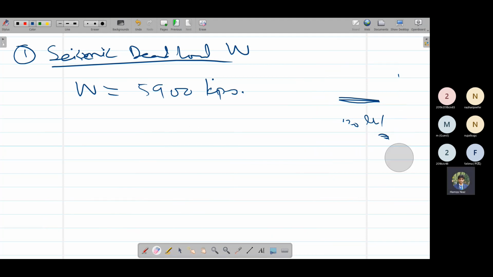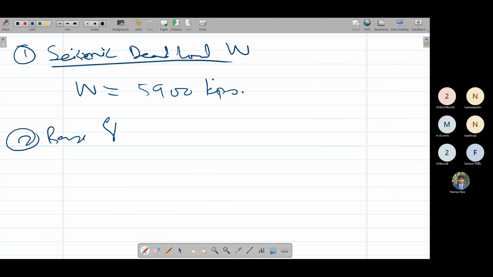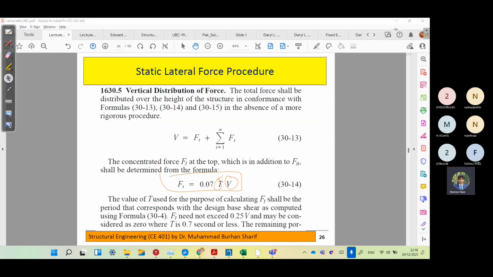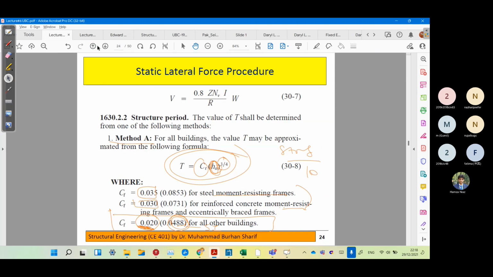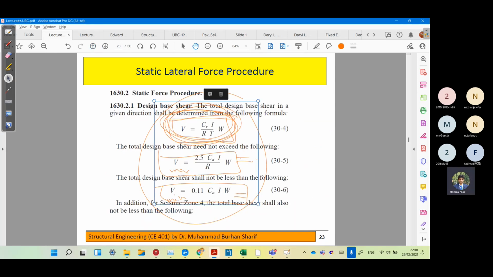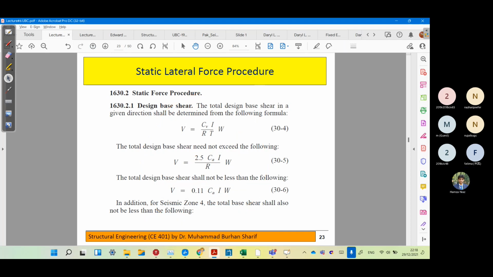After load calculation, the second step would be base shear. We have to calculate base shear of our building. So three formulas are given for base shear. The first one is the normal formula for base shear. The second one is V maximum. What would be our maximum base shear? Third one is V minimum. What is the least or minimum base shear we can take for some building? So we have to calculate all these three values.